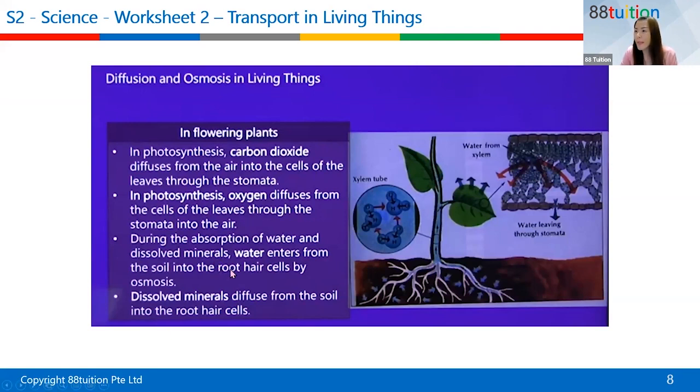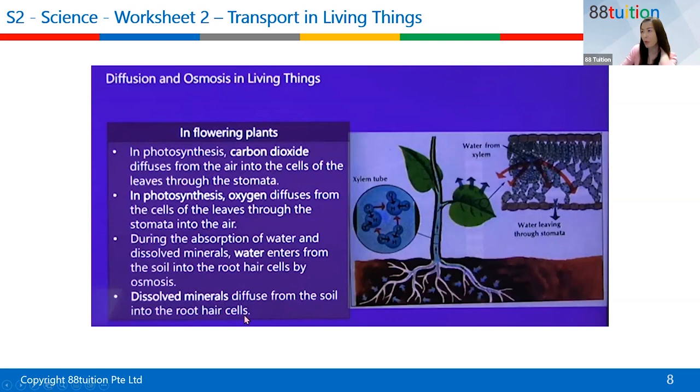Now, the root hair cells also absorb water and dissolved minerals from the soil by a process called osmosis. In the soil, you have a lot of water, so it has a higher concentration of water. Therefore, this water will enter the root hair cell by osmosis. Must remember, the dissolved minerals also diffuse from the soil into the root hair cell.